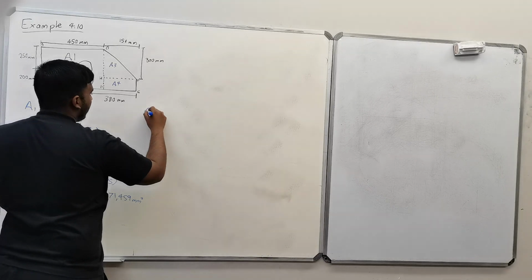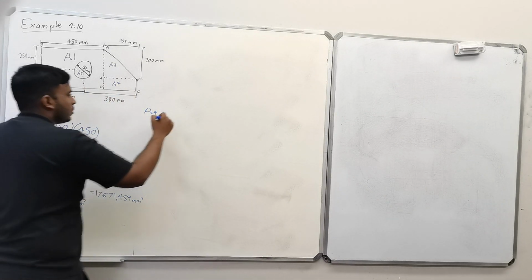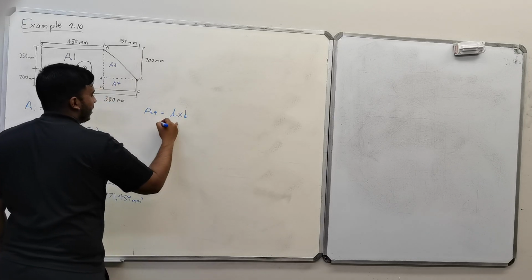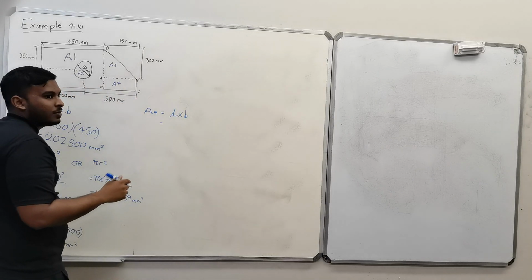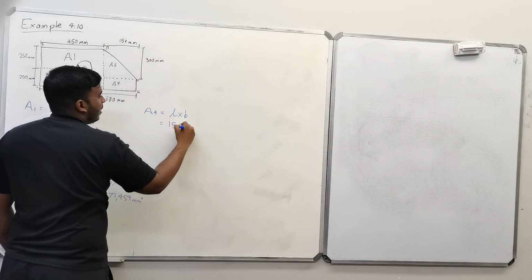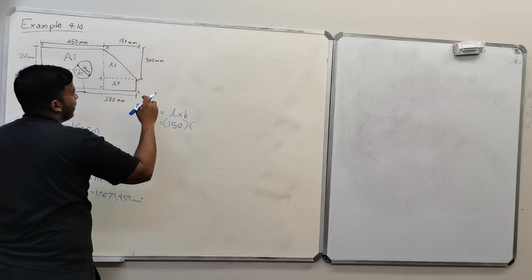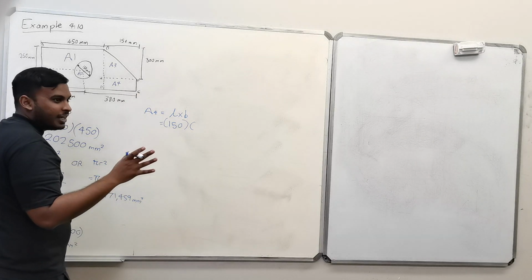This rectangle, okay, it's a rectangle, right? It's equal to length times breadth. The length of this is what? 150. If you look from the top, 150, right? And its breadth, 150.